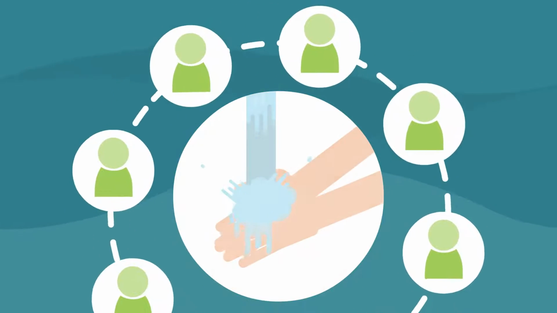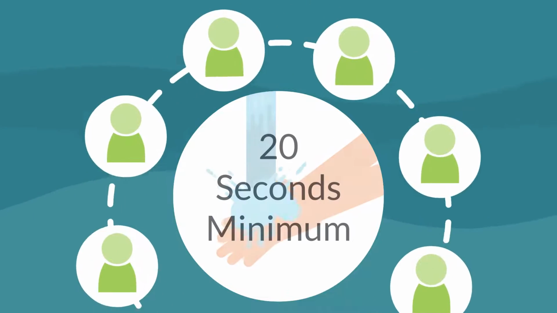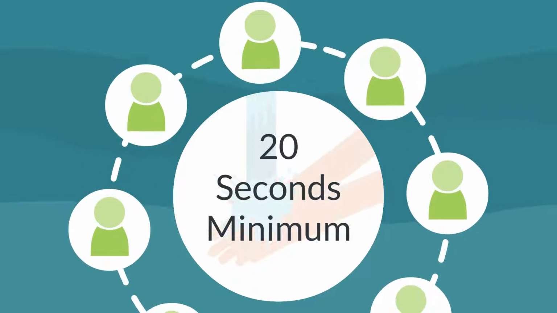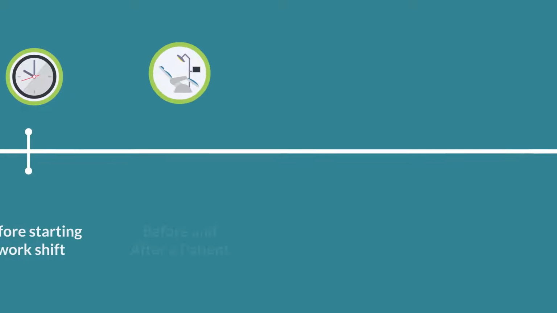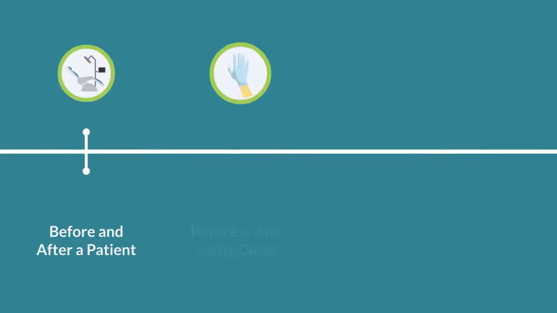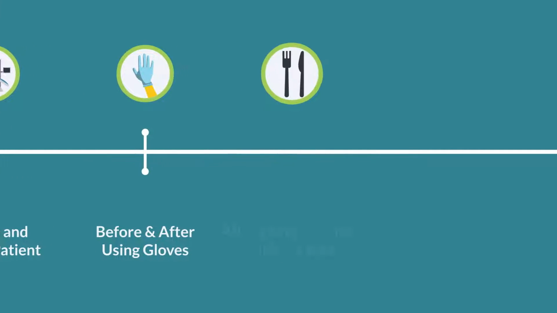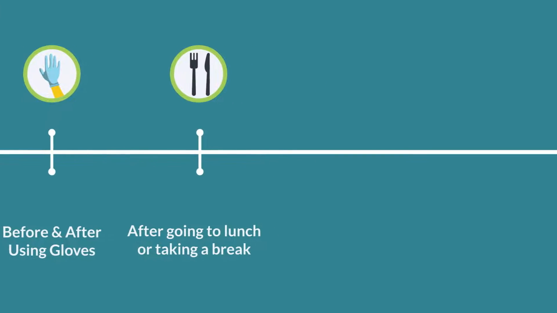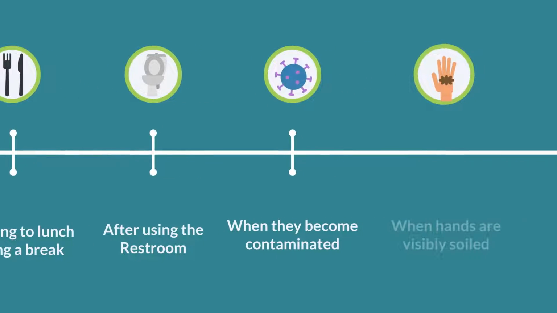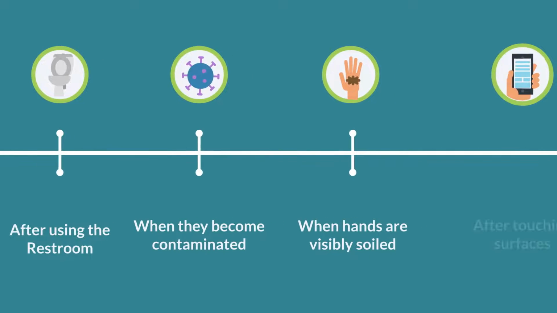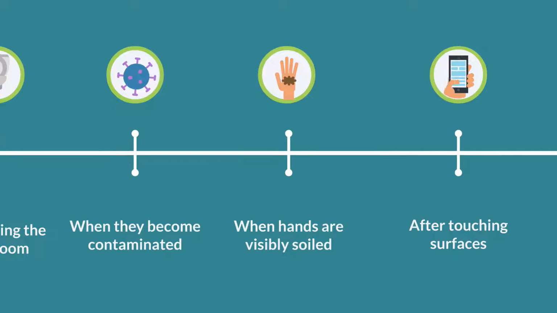Proper hand hygiene is one of the most important measures to prevent infections among team members and patients. Each team member is required to wash their hands for 20 seconds at minimum based on the following circumstances: before starting work shift, before and after a patient, before and after using gloves, after going to lunch or taking a break, after using the restroom, when they become contaminated, when hands are visibly soiled, after touching surfaces, doorknobs, remote controls, or the phone.